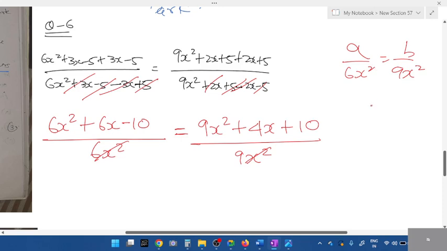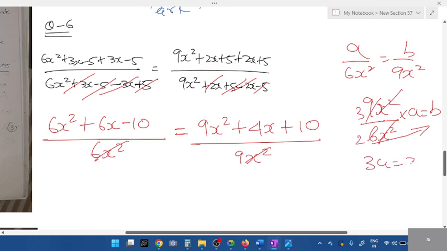So if you shift this 9 to the other side, 9x square divided by 6x square into a is equal to b. X square gets cancelled. 3 3s are 9, 3 2s are 6. Now you can shift 3 to 2 to the other side. 3a is equal to 2b.